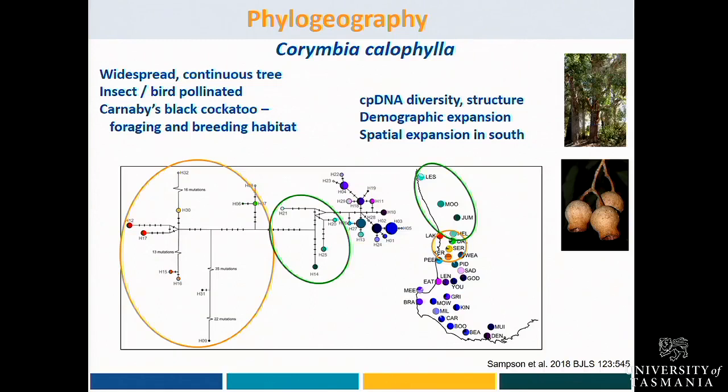We get a similar pattern of expansion into the south in 4 other species that we've looked at in the forest tree, Bossiaea canedia and Allocasuarina. So it looks like these forest areas opened up probably about 300,000 or 400,000 years ago, and these species have been able to move in and colonise them.